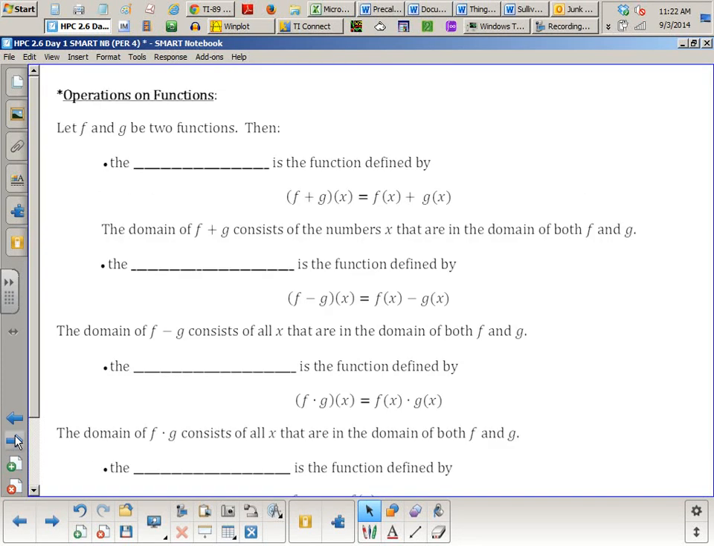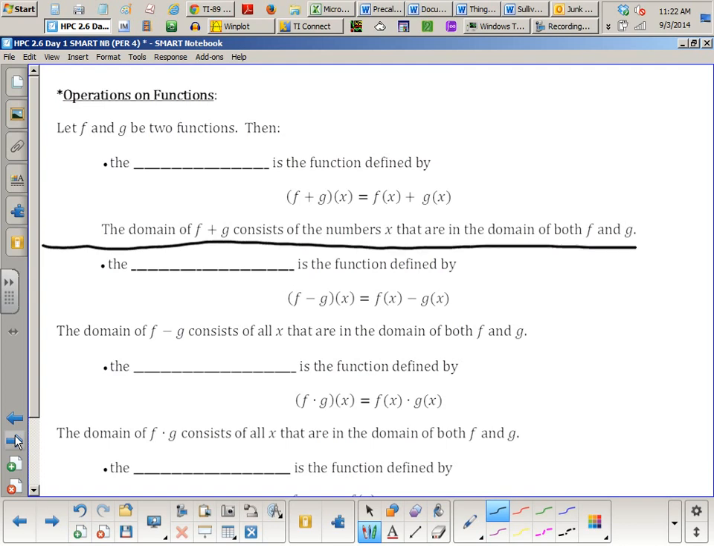Okay, so this is a lot of writing, but we're just going to go through real slowly together. The first rule I need you to write is right here at the top. These are the operations on functions. Let's let f and g be any two functions.